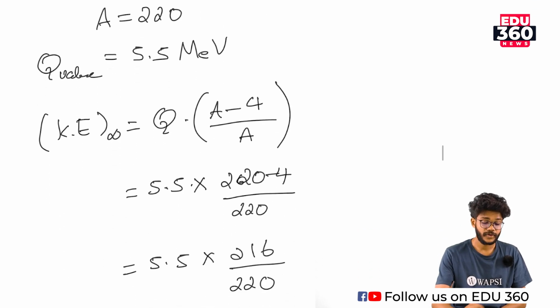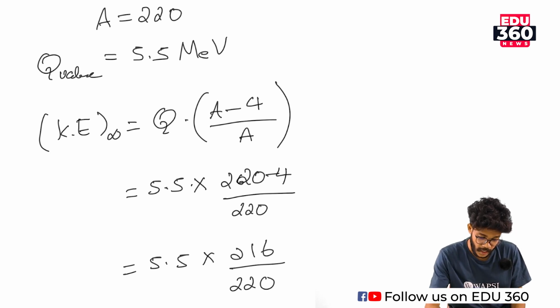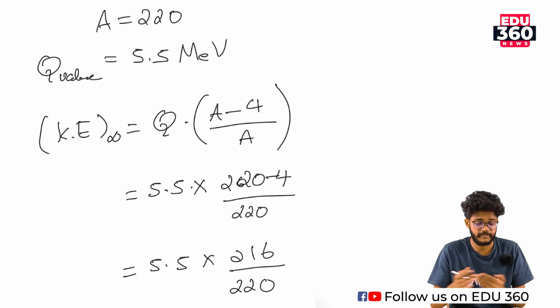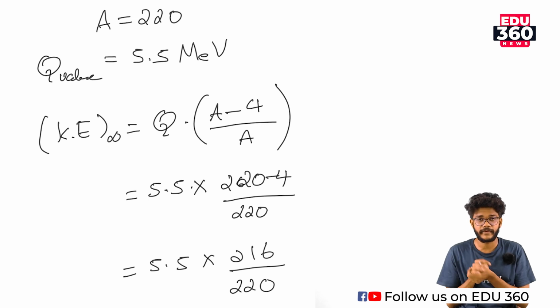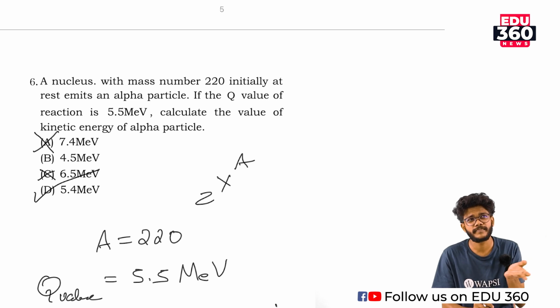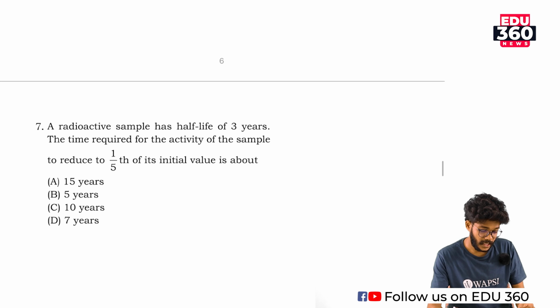And you need to focus on this equation. Kinetic energy of alpha particle is related with the Q value and mass number of the particle. If the mass number is very small, then the negative part, minus 4, will make a big difference. But actually, the particle with the heavier mass number will emit alpha particle. To emit alpha particle, the mass number should be greater than 150 or so. Then we can move to the seventh question.